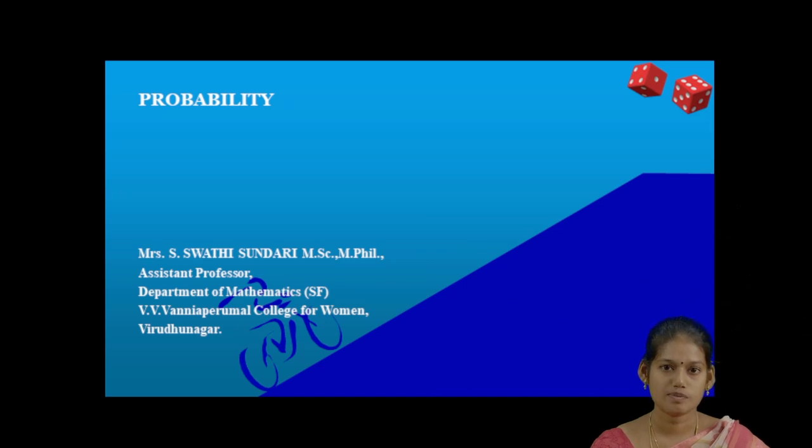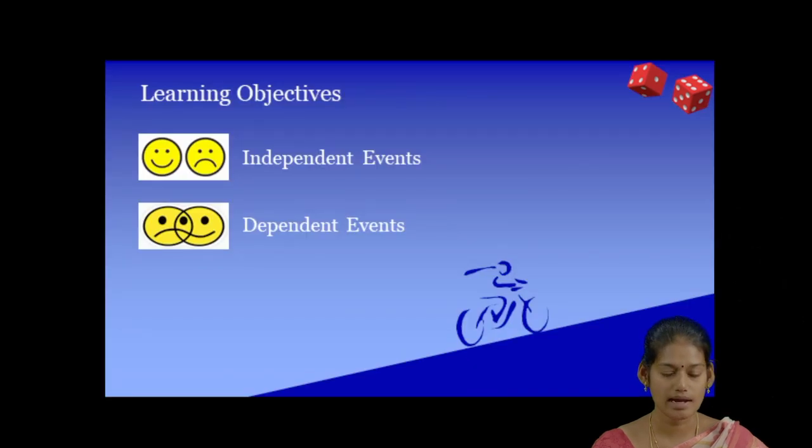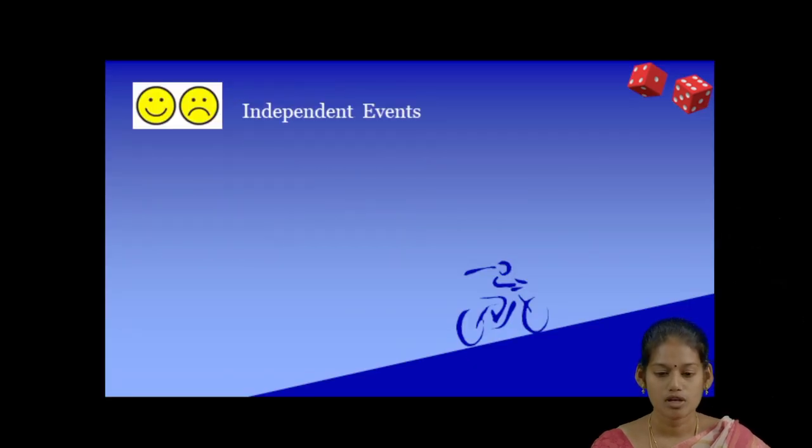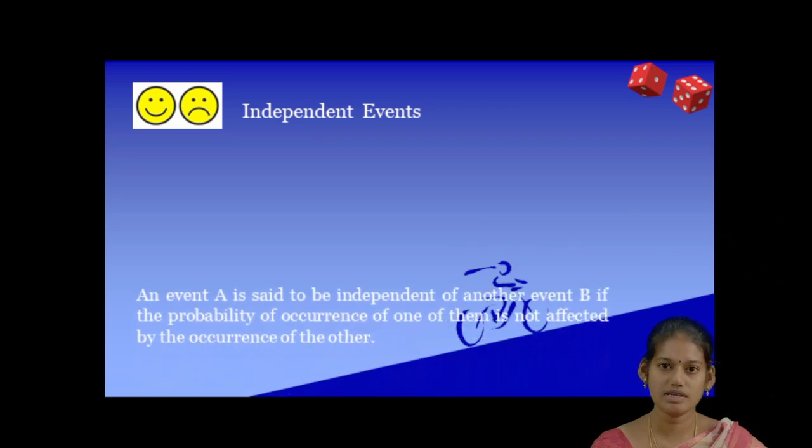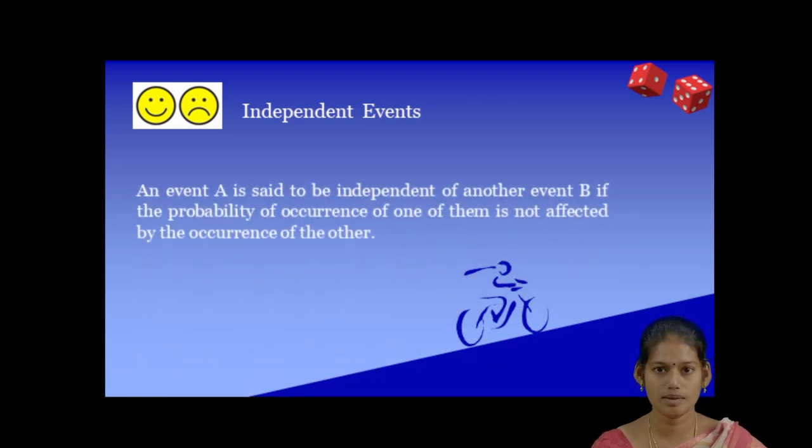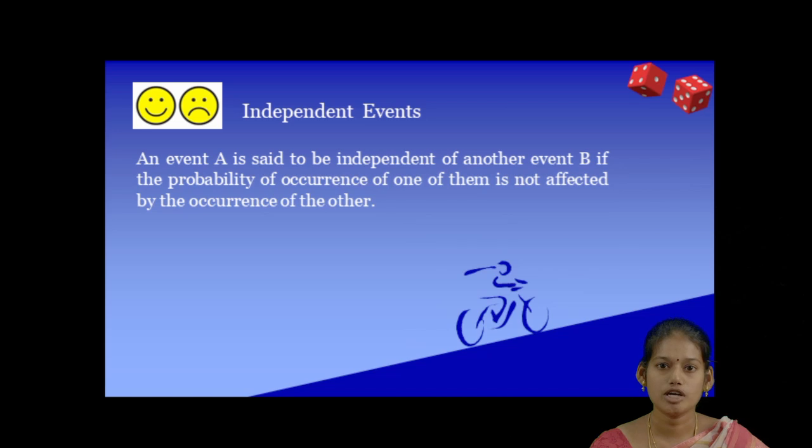I am going to explain the most interesting and important topic in probability: independent events and dependent events. So I am going to explain what an independent event is. An event A is independent of another event B if the probability of occurrence of both the events are independent. So they do not affect each other.